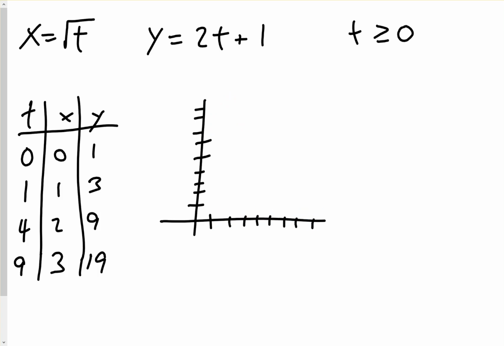Okay, so again, keep in mind we're graphing the x's and the y's. So we have 0, 1. 1, 3. 2, 9. Let me see where this is going. 3, 19 will probably be like up here.